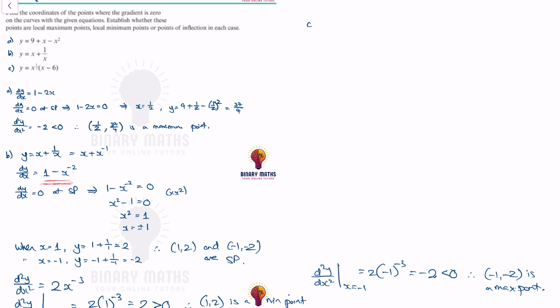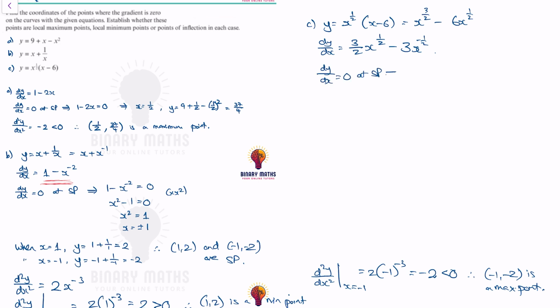Okay, let's do C here. So y is equal to x to the power of a half times x minus 6. If you expand that out, it becomes x to the power of 3 over 2 minus 6x to the power of a half. If we work out dy/dx, it's 3 over 2 times x to the power of a half, minus 6 times a half is 3, x to the power of minus a half. dy/dx is equal to 0 at a stationary point, which implies 3 over 2 x to the power of a half minus 3x to the minus a half is equal to 0.